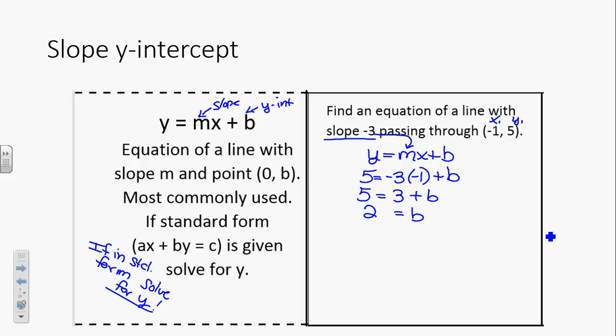One was a step ahead of me. So now we just rewrite that equation. Y equals -3 times x plus 2. Does everyone remember this from last year? No? Okay. This was the topic that you covered in Algebra 1.